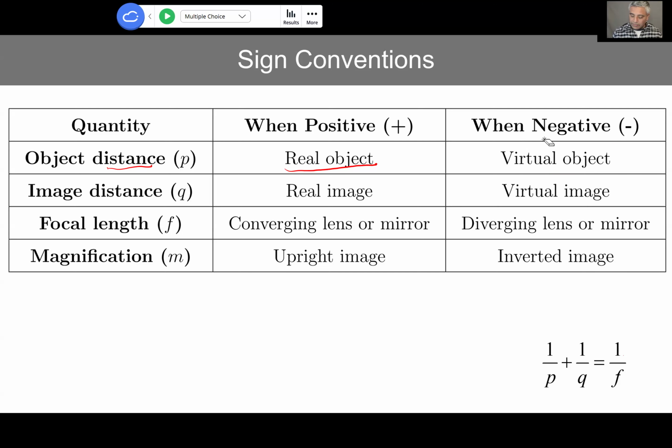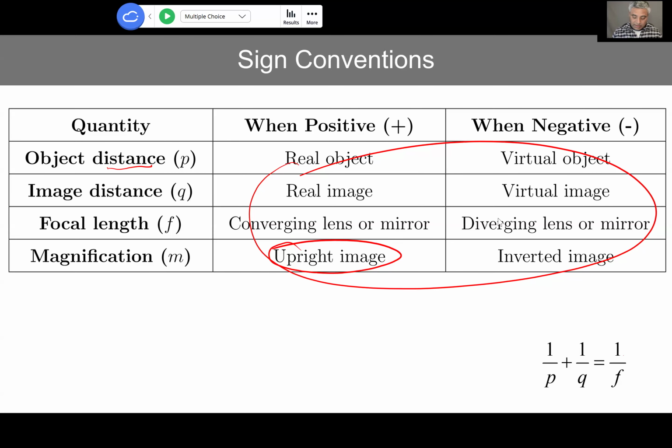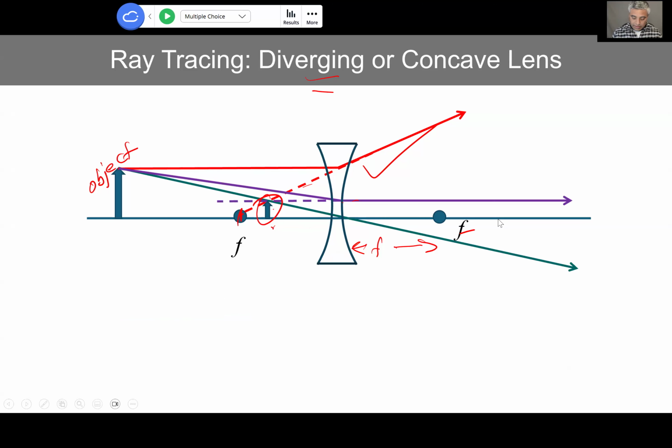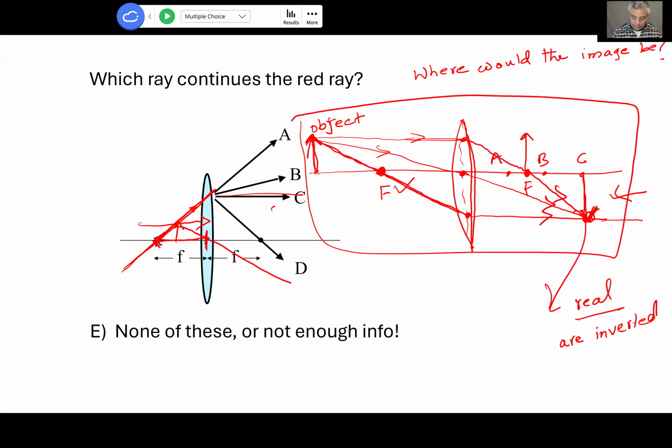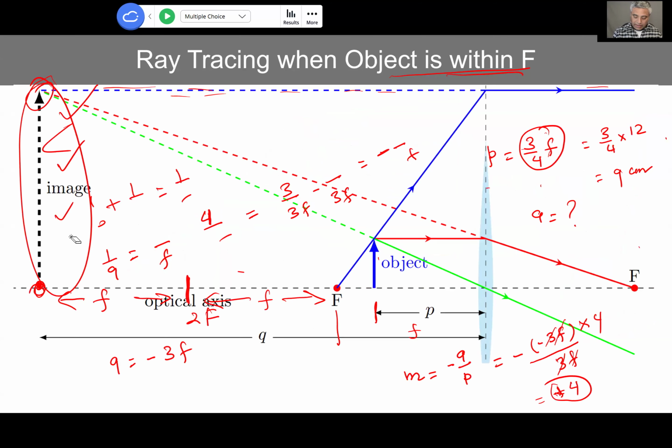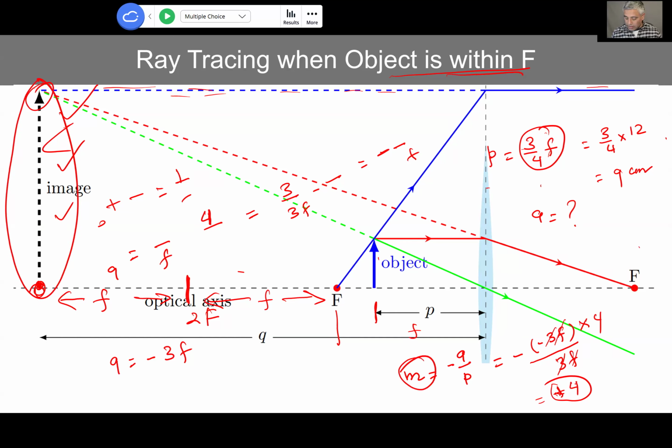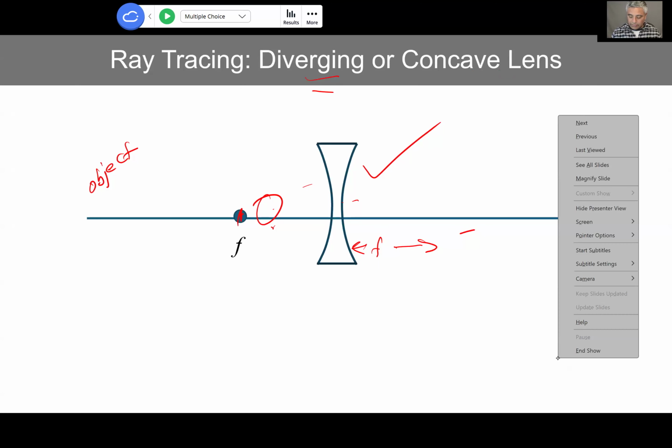So there is a possible virtual object. When an object is virtual, its object distance is going to be negative. Okay, so for an upright image, we saw that in the slide here. In this slide, image upright, and we calculated magnification as positive. That's what it's saying in this table.